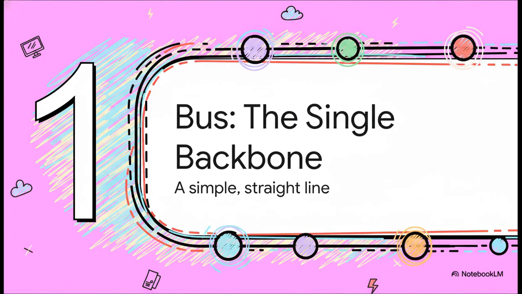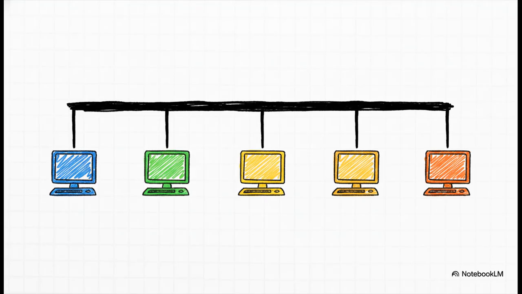Okay, first up, the bus topology. This is probably one of the most simple, straightforward ways you can build a network. It's all based on one single shared line. The core idea here is incredibly simple. Just imagine one long main street. All the houses, or in our case all the computers, are connected directly to that one street. That main street is what we call the backbone cable, and it carries all the traffic for the entire network.